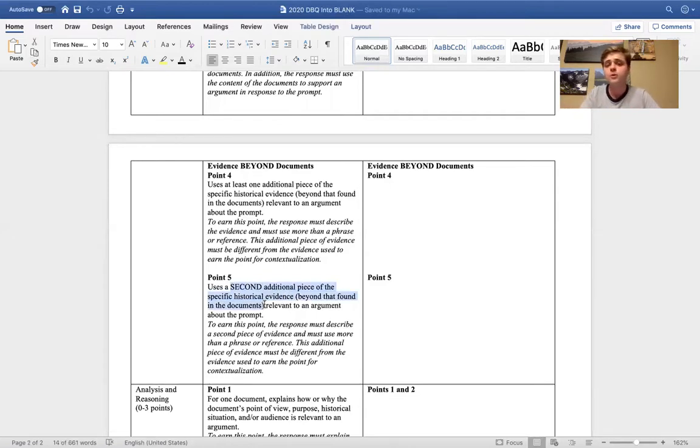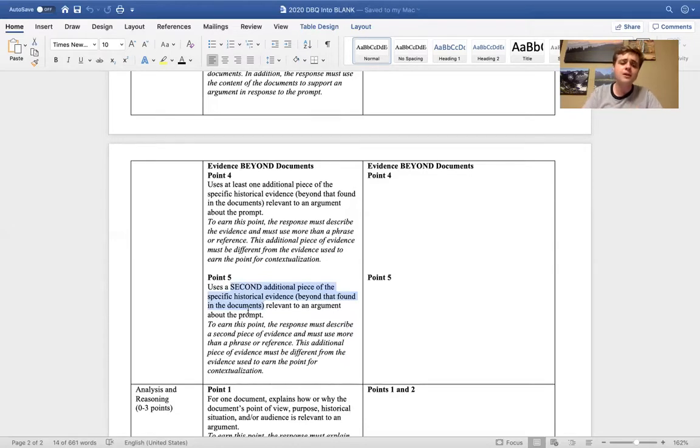So if we're going to our Civil War causes theme, if you have your list of documents, and one of those documents does not talk about Bleeding Kansas, then you can use Bleeding Kansas as an outside piece of evidence, and that would get you one of these points. And then you'd have to use another piece of outside evidence to get the second point related to the causes of the Civil War.